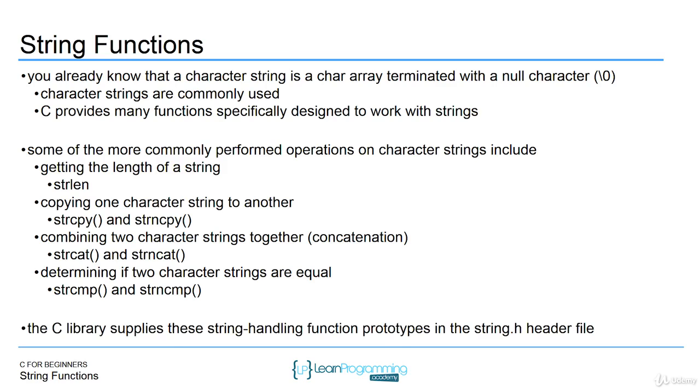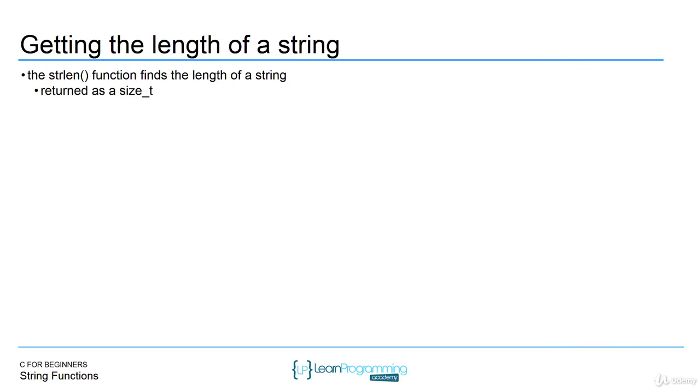First, let's talk about the length. All of these functions are defined in the string.h header file, so you have to include that when you call or invoke one of these functions. Getting the length of a string. strlen is a function that finds the length of the string. It's pretty straightforward. It's returned as a size_t variable. You can pretty much use the size_t variable interchangeably with an int.